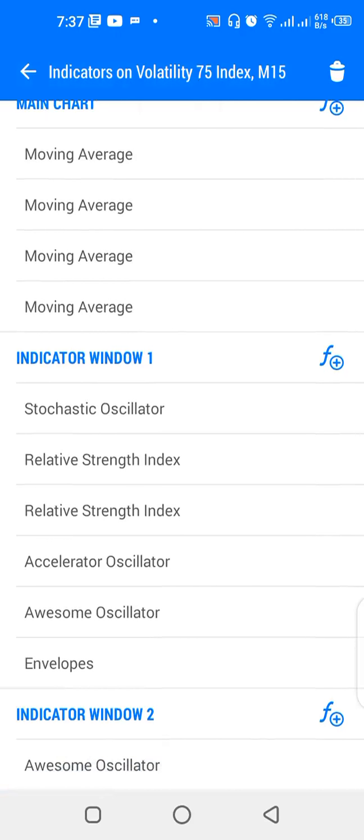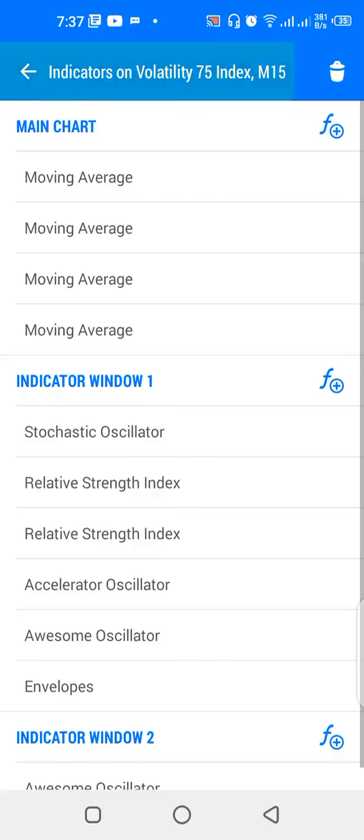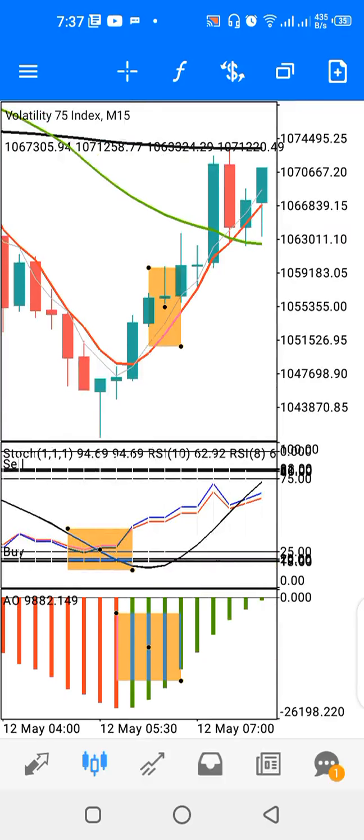Now for indicator window 2, we have awesome oscillators. For this, the value up color is green, the value down color is red. So let's go back to the chart. Don't forget, for you to buy, you look for the alignment.